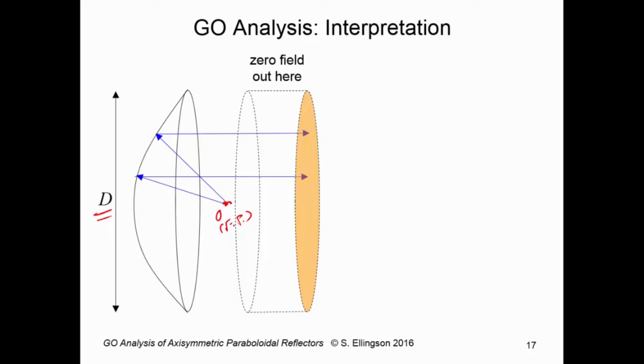And what GO is telling us is that we get a disk in front of the reflector in which we have rays traveling. But outside that disk, there's zero field. In other words, GO predicts that there will be no field out here, and there will be no field out here. There will only be non-zero fields in the cylinder whose circular dimensions are determined by the extent of the reflector, and the cylinder extends to infinity along the axis of revolution of the reflector.